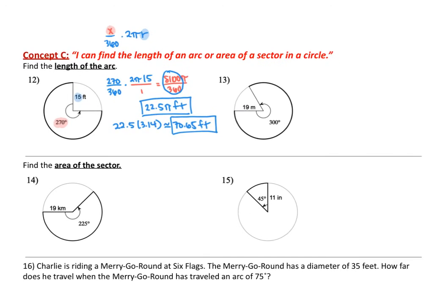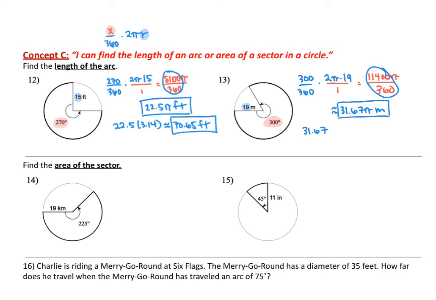All right, number 13. Again, we have our fraction of the circle, and then we have our radius. Plugging into our equation here, it's going to be 300 over 360 times 2 pi times 19. And then we multiply straight across. 300 times 2 times 19 is 11,400 pi over 360. And then we divide this. Divided by 360, we get approximately 31.67 pi meters. So there's my answer in terms of pi.